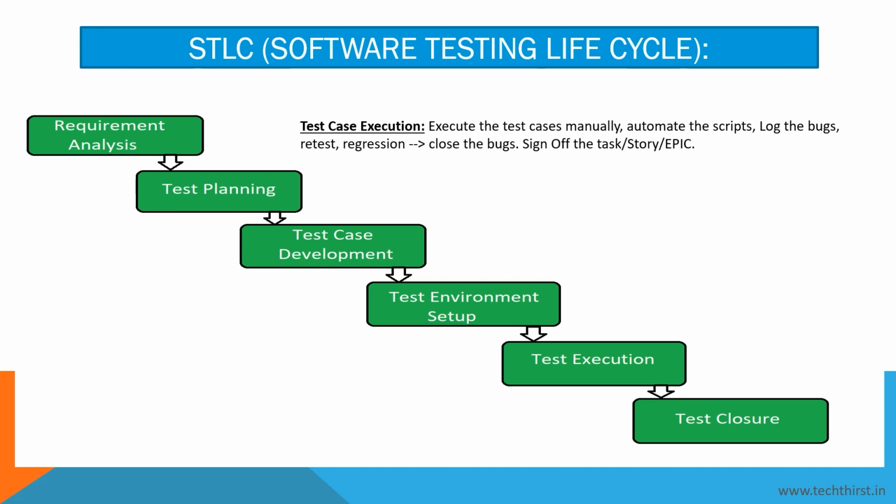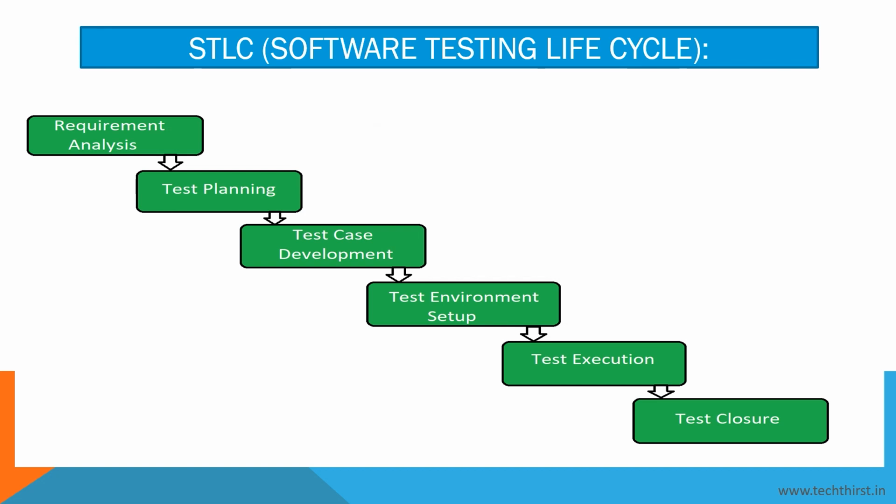Further, once bugs get fixed, based on root cause analysis and impacted area, we need to perform retesting and regression testing. If passed, we close the bug, otherwise reopen. In addition to that, once the task is completed, we have to provide the sign-off comment on each task, and then summarize the sign-off on the user story.